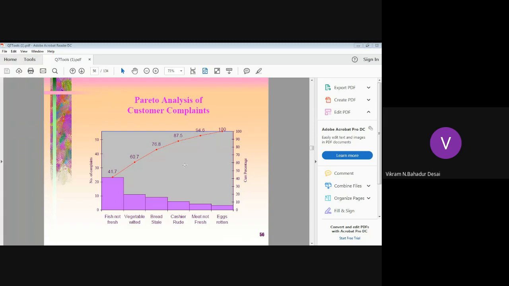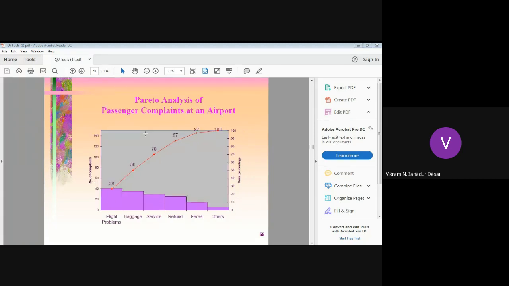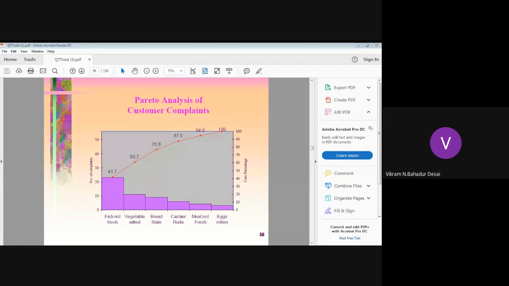Then if you see the customer complaints, right? The Pareto analysis for this is for a supermarket. This is for customer complaints, how they are going to drop. So what are the major complaints? 80% of the complaints are related to fish not being fresh, vegetables being wet, and bread being stale. So these three problems we need to focus on.